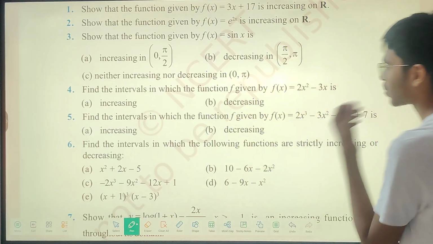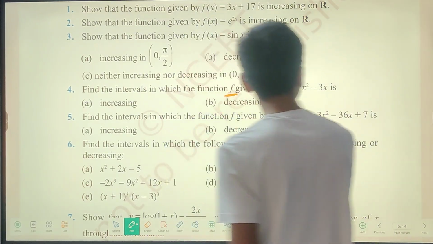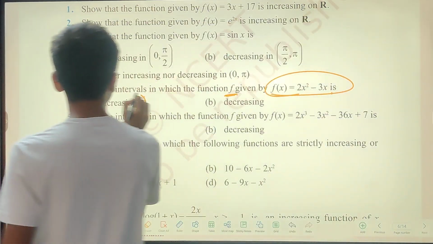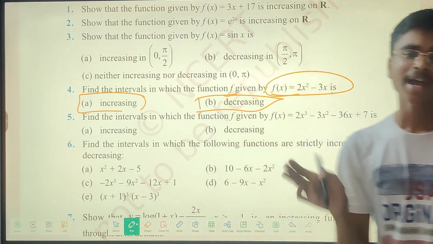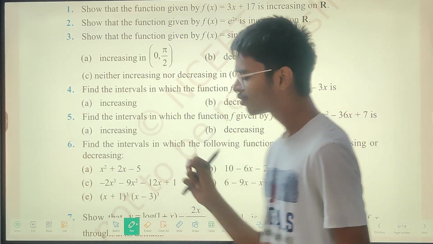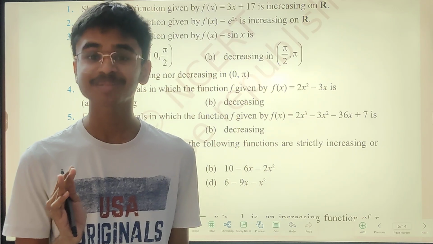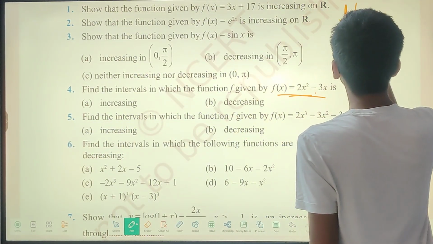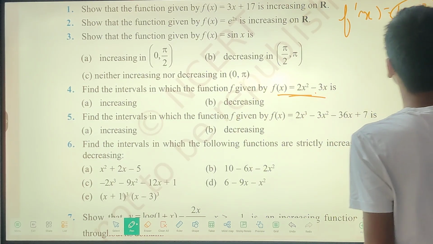We'll be doing as many as possible. Find the intervals in which the function f is increasing and in which it is decreasing. Very easy. This might look like a different kind of question, but it is such a simple problem. So here this is your f of x, then your f dash x is going to be 4x minus 3.